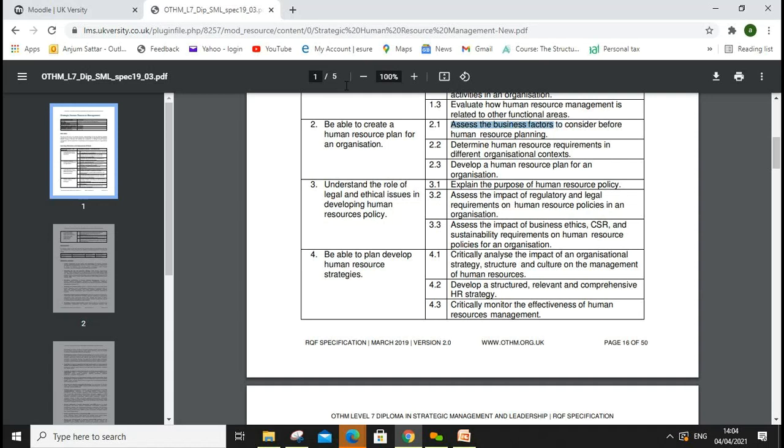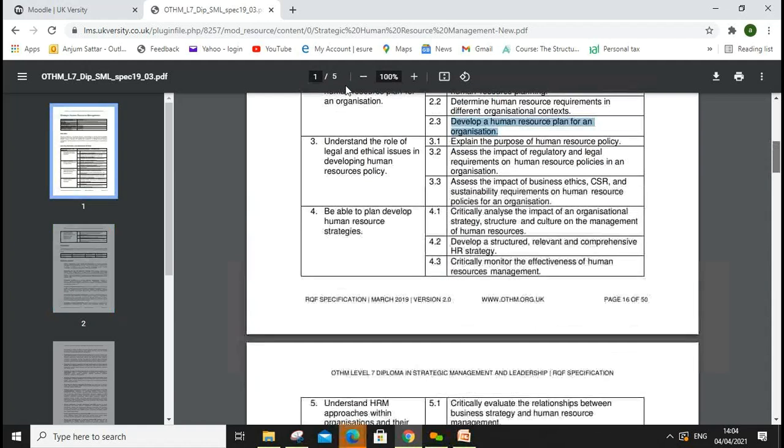Assess the business factors to consider before the planning. So we'll discuss what factors need to be considered before business planning. We'll go through determining the human resource requirement in different organizational contexts, and we'll develop a human resource plan, which we can base on various factors.